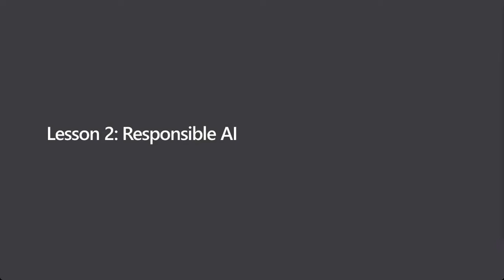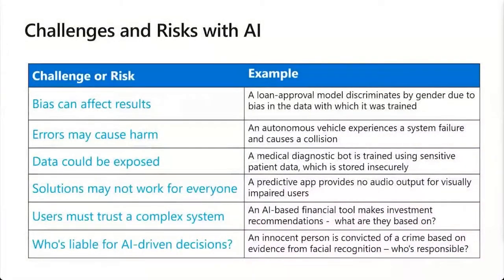Because when we're talking about developing AI, we should think about responsible AI, and we should discuss this. And we should look at the challenges and risks that come with artificial intelligence. We listed six here, and let's go through them. Bias can affect results, right? A loan approval model discriminates by gender due to bias in the data with which it was trained.